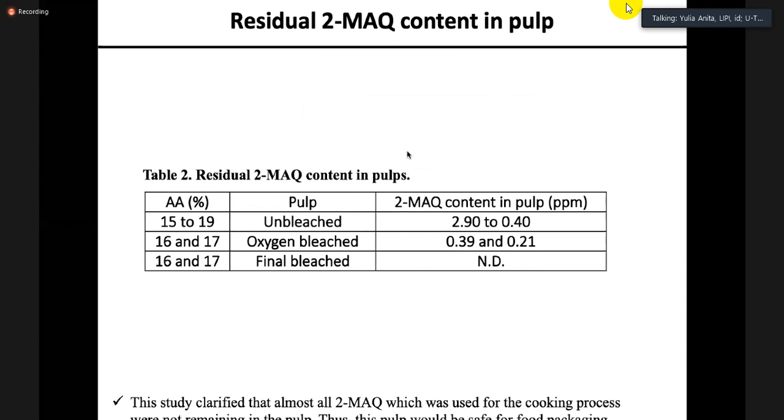The 2MAQ for bleached pulp was confirmed with GCMS. The residual 2MAQ was not detected by GCMS in the final bleached pulp. This study clarified that almost all the 2MAQ which was used for the cooking process was not remaining in the pulp. So this pulp would be safe for food packaging.